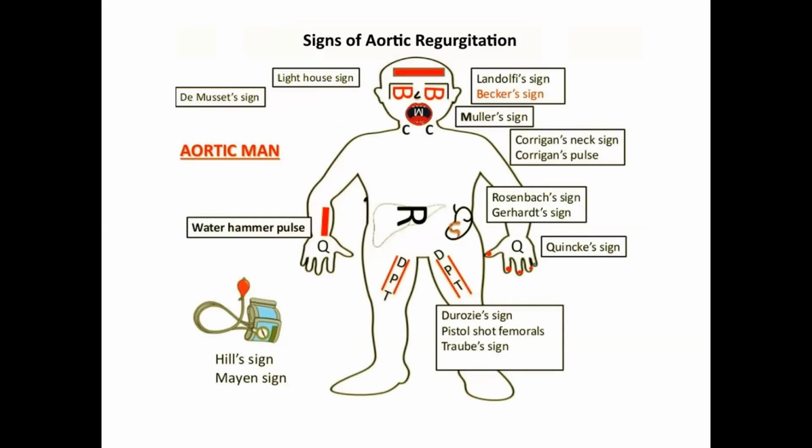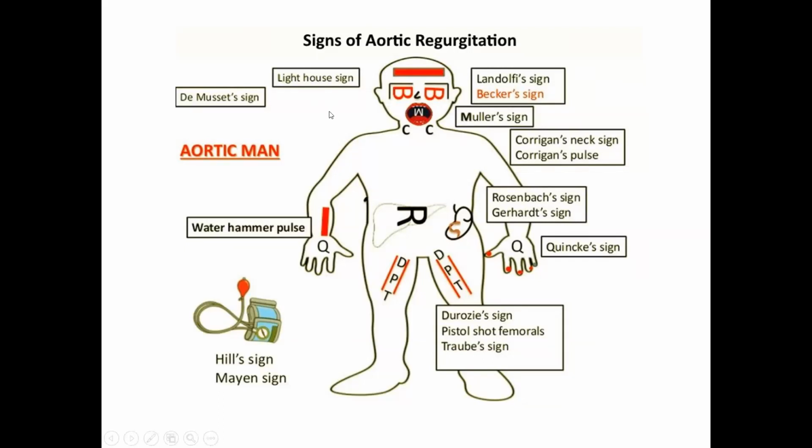So, lighthouse sign. What is lighthouse sign? Here, in the forehead of the patient, you can see a red mark, with increased pulsation in the forehead. It is known as lighthouse sign, like the light of a lighthouse, which comes and goes. There will be light, and for some time there will not be light. So it will be blinking like that. Pulsation will be there in the forehead of the patient with aortic regurgitation. It is known as lighthouse sign.